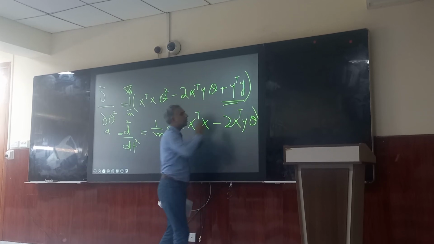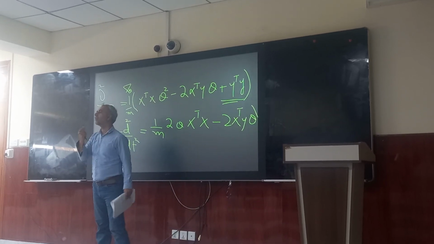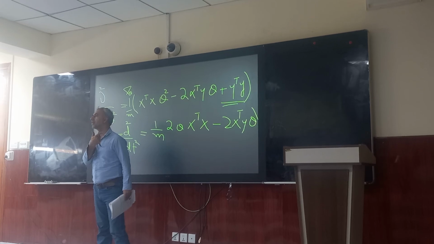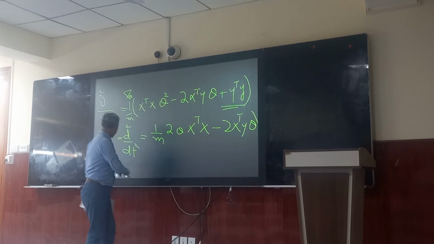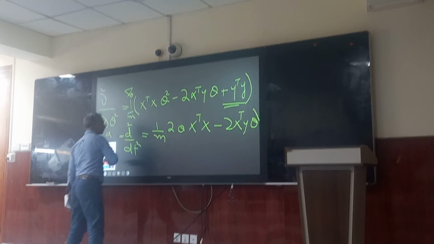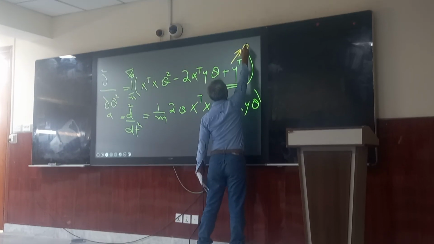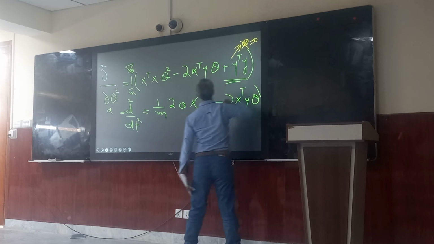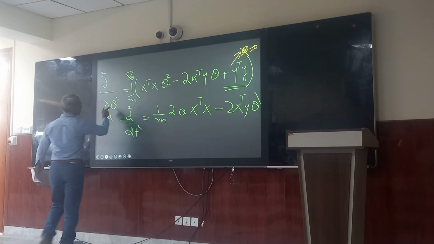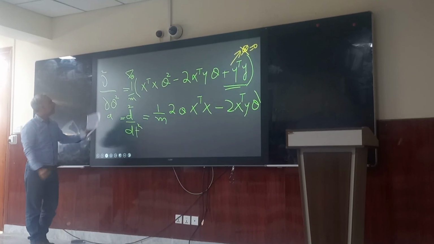What will happen to it? Zero. There is no involvement of the weight. So no weight, so it becomes zero. Partial derivative with respect to theta.